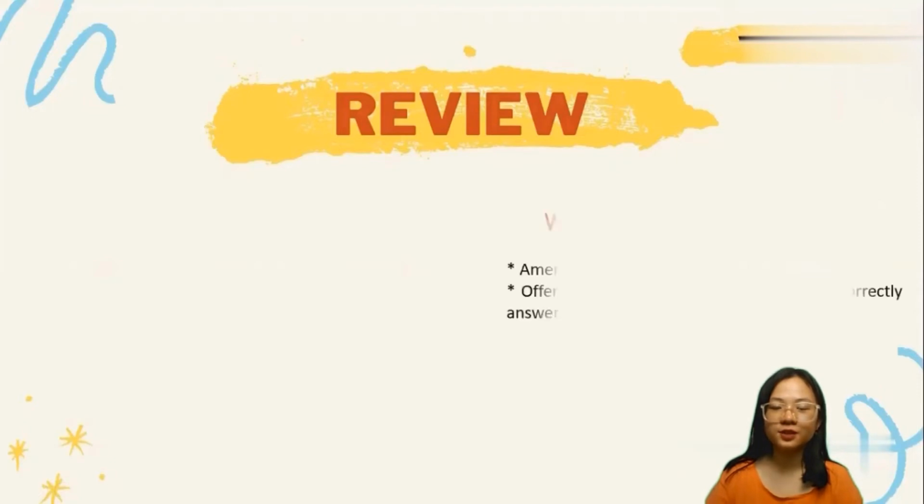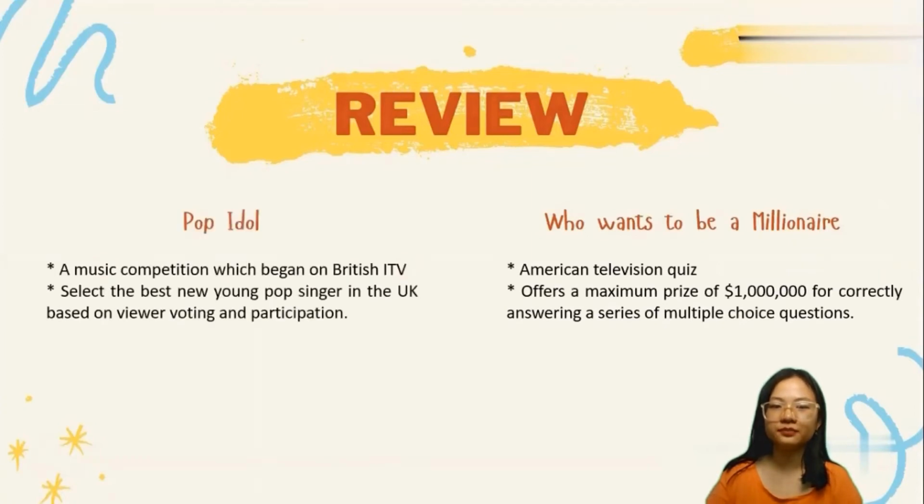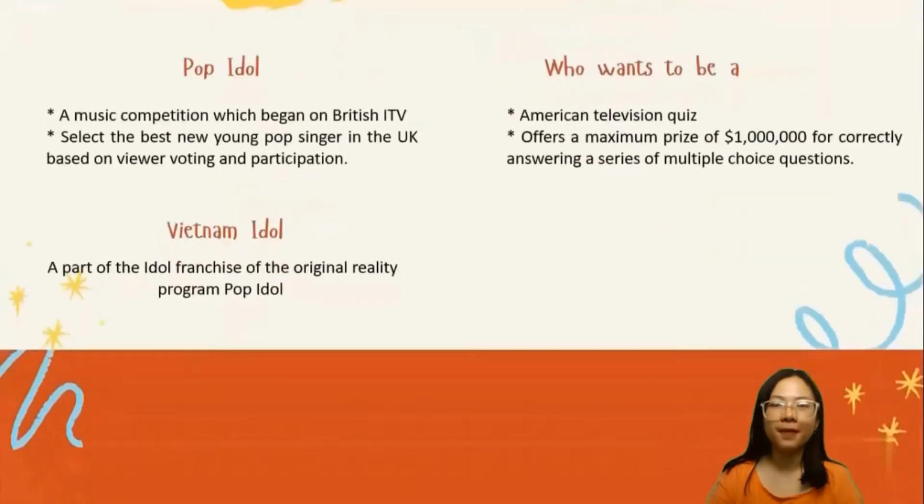So, in conclusion, Who Wants to Be a Millionaire is an American television quiz which offers a maximum prize of $1 million for correctly answering a series of multiple choice questions. Pop Idol is a music competition which began on the British ITV to select the best new young pop singer in the UK based on viewer voting and participation. And finally, Vietnam Idol is a part of the Idol franchise of the original reality program Pop Idol.